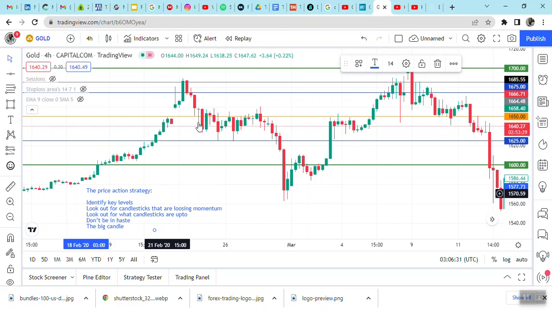And also, you need to wait for a reversal candle. That means you need to wait for the close of every candle before you make your decision. Once you spot a reversal candle, you have to wait for the closure of that candle before you can make your decision. So that's that about that.